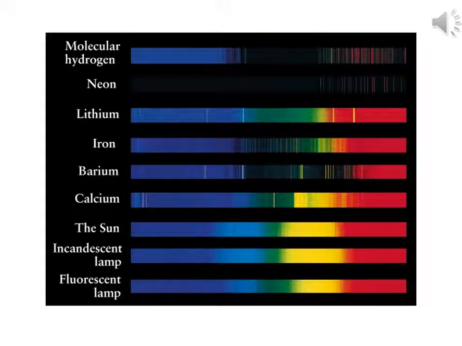This is a spectrum that you get from certain types of elements: molecular hydrogen, neon, lithium, iron, etc., including the sun, a light bulb, fluorescent light bulb. You may see that some of these have bright stripes on them, some of them have dark stripes on them. More on that in the next slide.